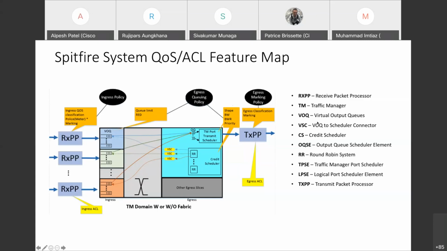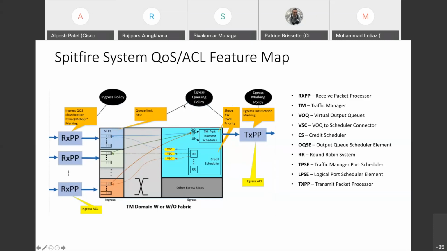One more question, please. On the ingress ports, all ingress ports on the same slice will share the same VOQs for sending the traffic to the same egress port, correct? We'll talk about that once we go to the architecture, but the VOQs are per slice. Yes, that's right. Got it.